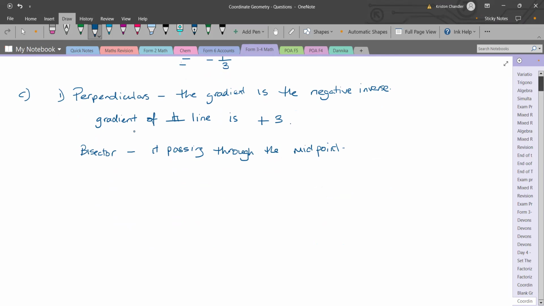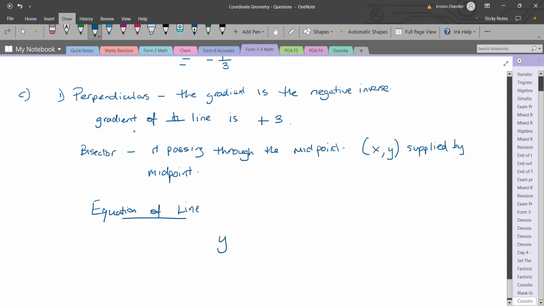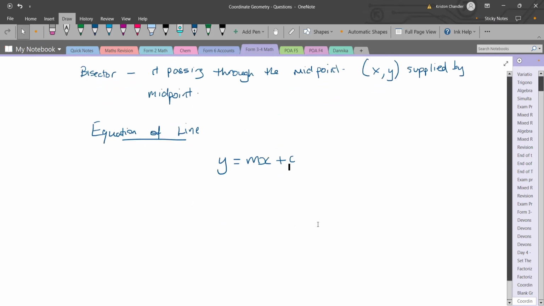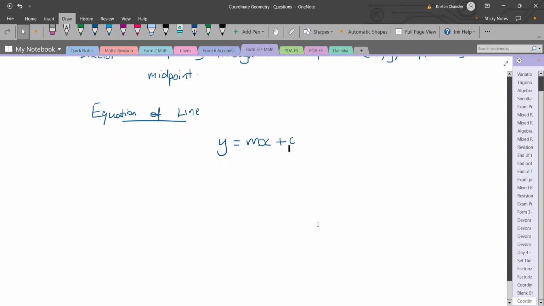Bisector means you're going to get your x and y values supplied by the midpoint that you calculated in A. Now, you know when we want to find the equation of a line, the formula for that is y is equal to mx plus c. This is the more commonly used formula. Last week I showed you guys two different formulas. This is the more commonly used one.